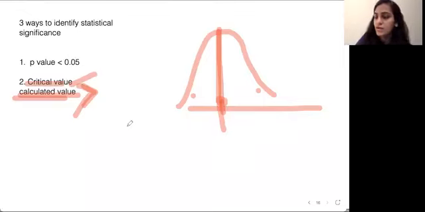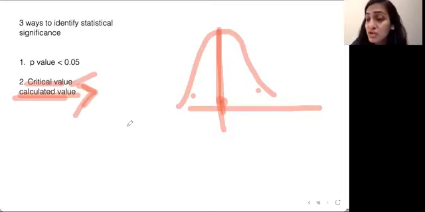Okay, let's look at the question. Here, they've not given you the alpha. If they've not given you the alpha, you consider it to be 0.05. Here, instead of alpha, they use the term p value, and that's okay. Sometimes they will not use alpha, sometimes they will use p instead of that.